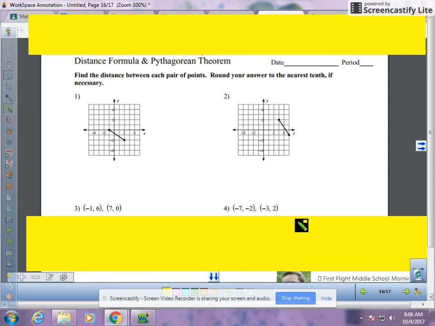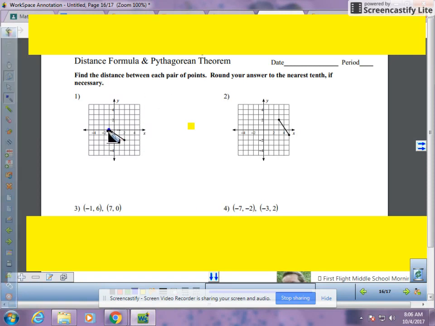We're going to do the distance formula today using the Pythagorean theorem. Yesterday, you did the Pythagorean theorem finding the distance with something that looked like this. So we can find the distance of this line using the Pythagorean theorem by making a right triangle. So let's review this very quickly.